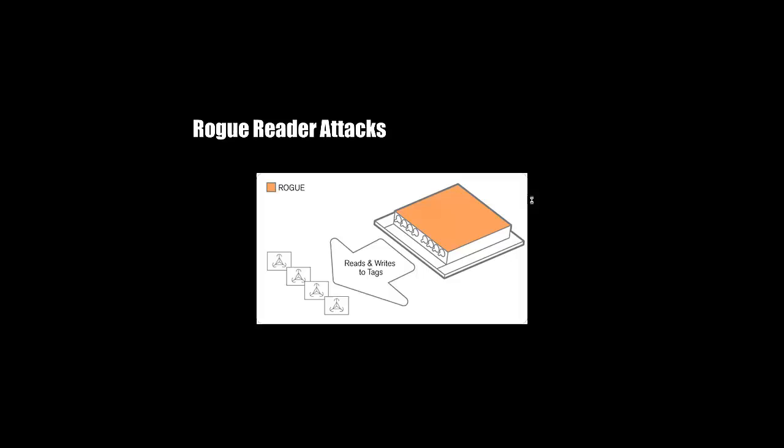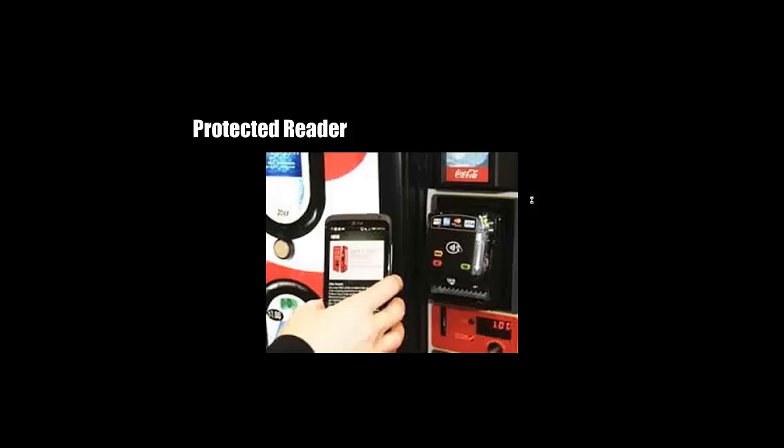Next, there are rogue reader attacks. This is when a fake reader is set up next to a legitimate reader to steal information from tags that think they're scanning, buying a pop or something. The best way to prevent a rogue reader attack is to always use a protected reader. Make sure the reader has a protected housing or a casing around it to prevent a rogue reader being set up next to it. Most readers are built this way now.